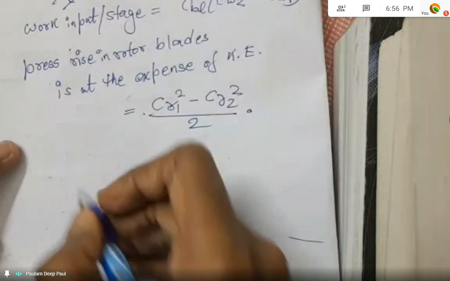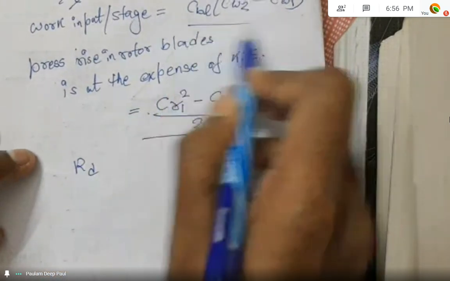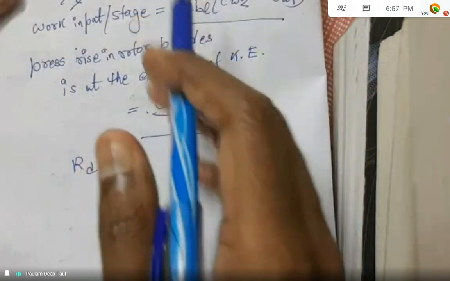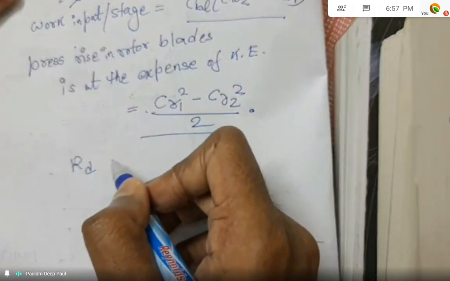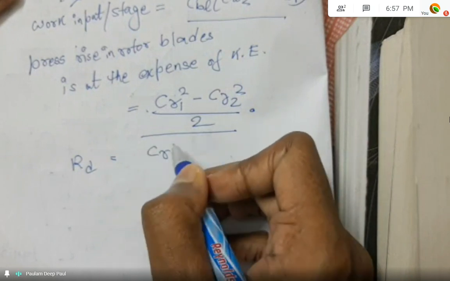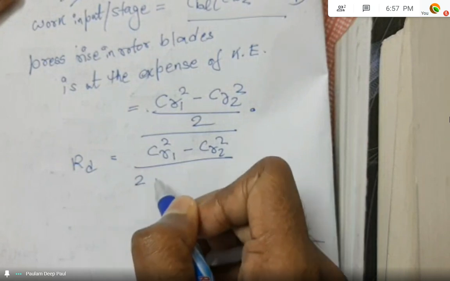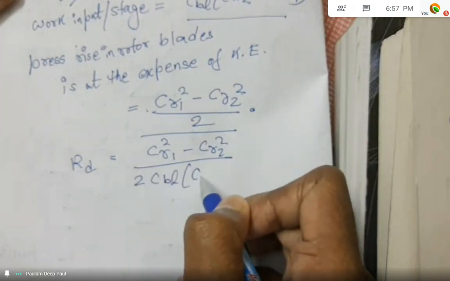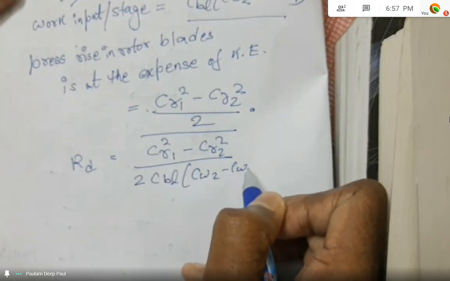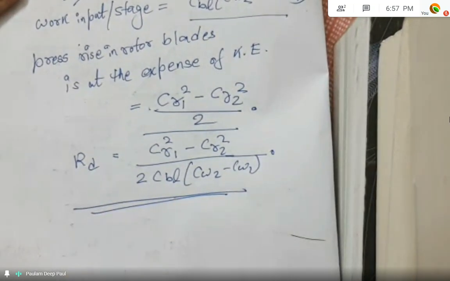So when we put this together, we get the two values for pressure rise in the rotor blades and pressure rise in one stage. If we put the values in, we get this formula for the degree of reaction. This is the formula for the degree of reaction.